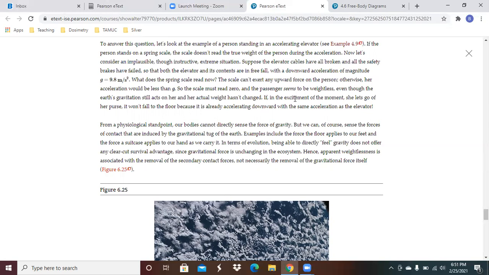What does the spring scale read now? The scale can't exert any upward force on the person, otherwise her acceleration would be less than g. So the scale has to read 0, and the passenger seems to be weightless, even though the Earth's gravitation still acts on her, and her actual weight hasn't changed. If, in the excitement of the moment, she lets go of her purse, it won't fall to the floor because it's already accelerating downward with the same acceleration as the elevator.